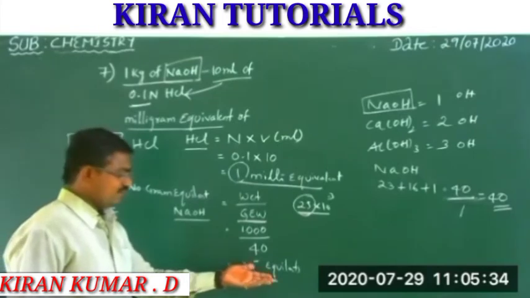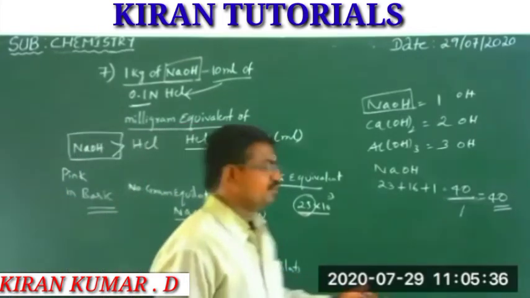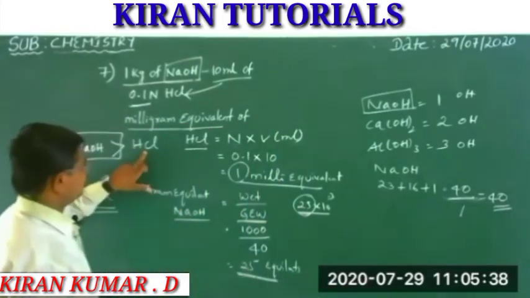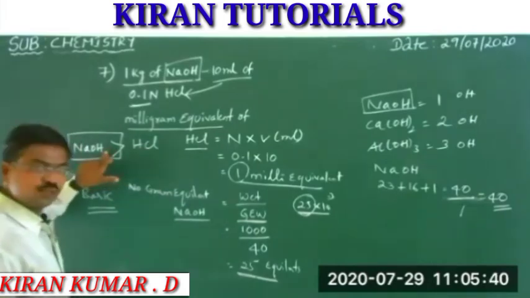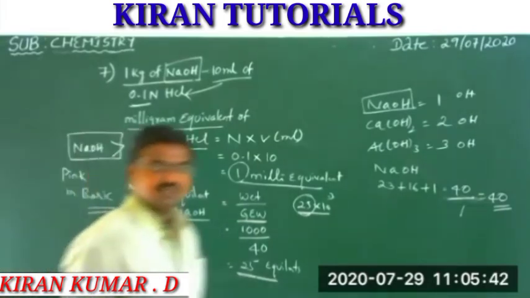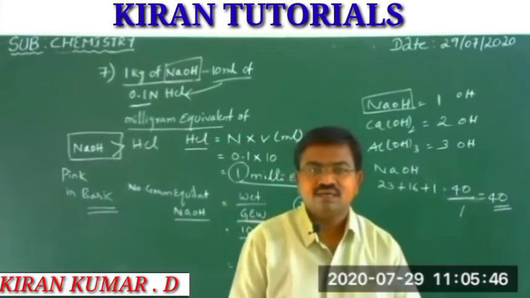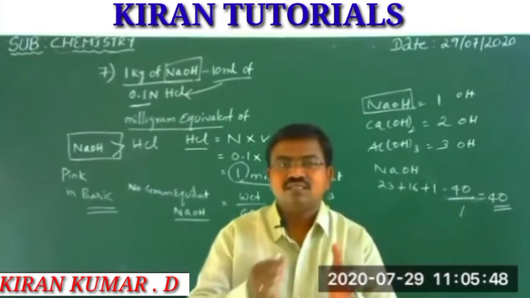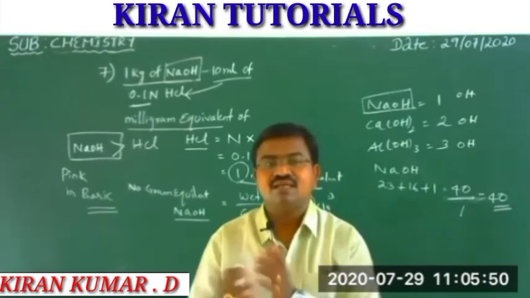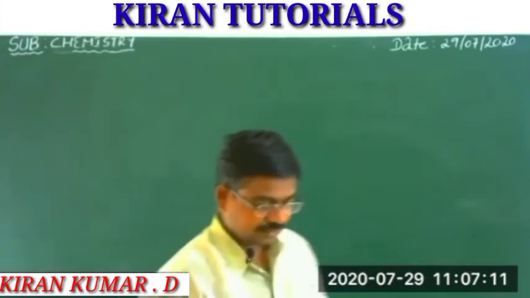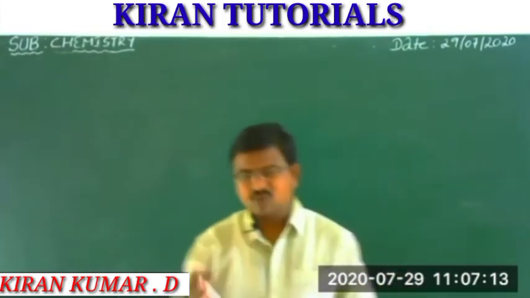The equivalents are converted into milli-equivalents, that is 1000. So this concentration is 1, its concentration is 25. It is more concentration of sodium hydroxide. So it is a base, which means the phenolphthalein is pink color in basic solution. Clear?